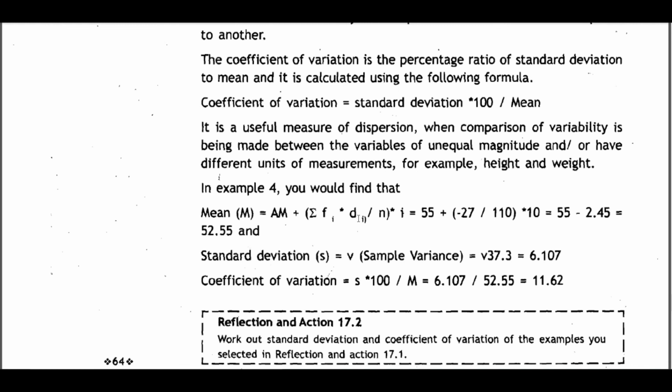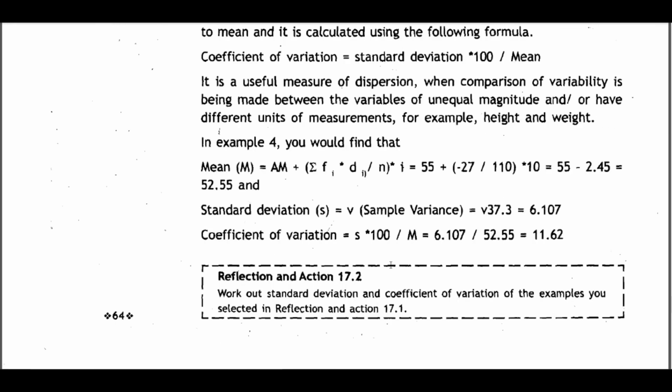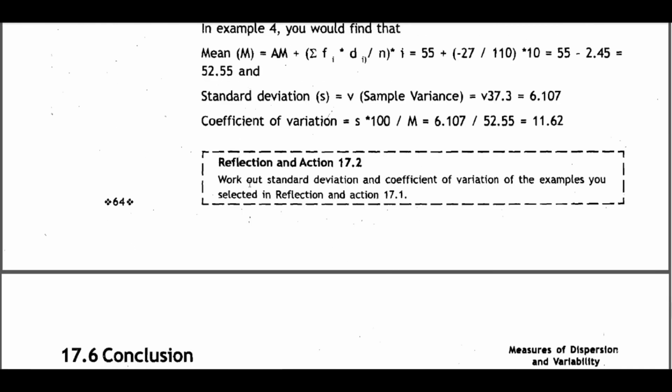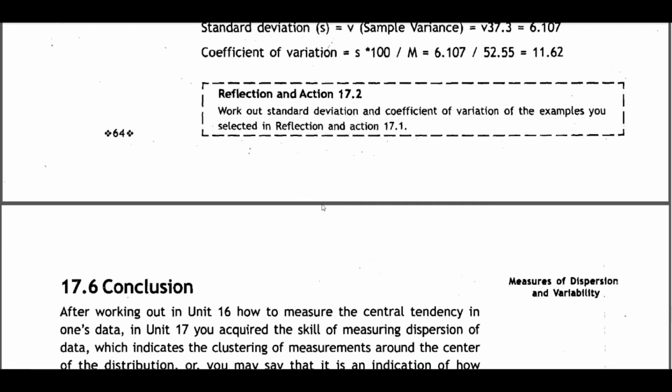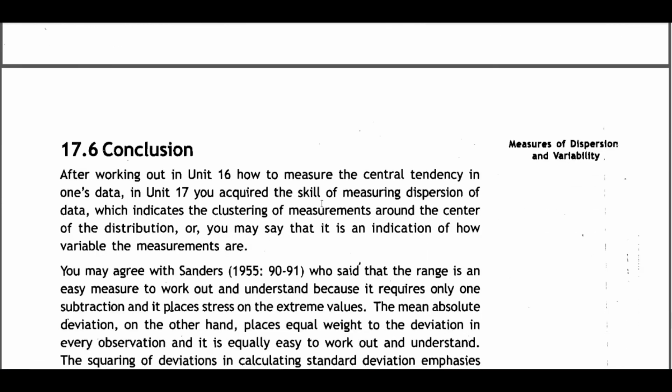In the example, you will find that the mean m is equal to m plus sigma. That value we can substitute to get the standard deviation, and we can also get the coefficient of variation from this formula. The reflection is that we have to work out the standard deviation and coefficient of variation of the examples you selected in reflections and action 17.1.